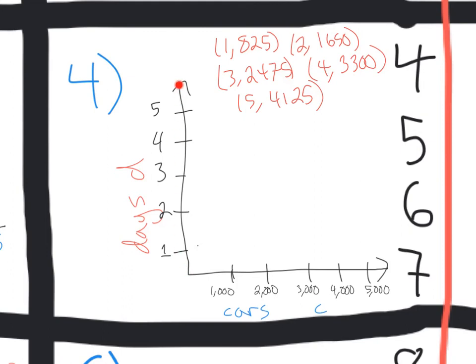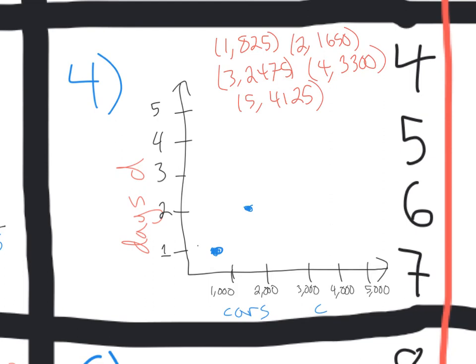I made my Y, or my D, my vertical axis, just by days, 1, 2, 3, 4, 5. And then for my horizontal axis, I just used thousands. 1,000, 2,000, 3,000, 4,000, 5,000. Since the cars are going to be in the thousands the more we go up. Alright, so 1, 825 would be right about here. Not quite to 1,000. Definitely at 1 though. And then for 2, it would be 1650. So it's probably going to be a little bit further than the middle of this. Okay, so that's about good. And we're just kind of estimating.